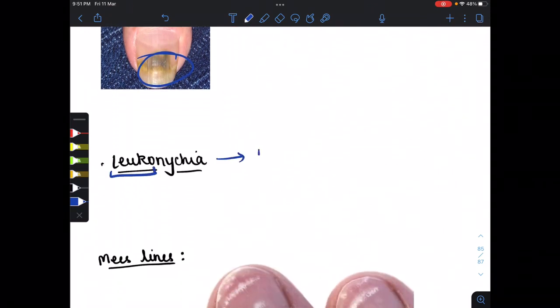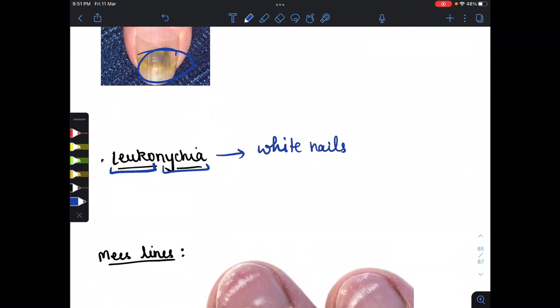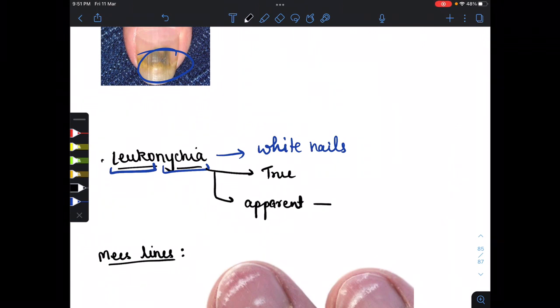Now the other one is leukonychia. In leukonychia, leuko means white, like leukocytes means white blood cells, and onychia means nails. So white nails will be there. We have two types of leukonychia. The first one is true leukonychia, and the other one is apparent leukonychia. In apparent, there is a defect in the nail bed.